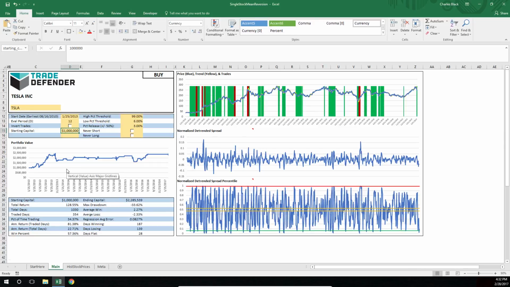In this setup, we have much greater volatility than our last strategy, but our returns are pretty amazing as well. Our total return is 128%. We've traded about a third of the time, and on an annualized basis, that's over 81% a year. Even on a total days basis, that's 22% for more than 4 years worth of trading. Our win rate's about 57-58%, which is pretty good.